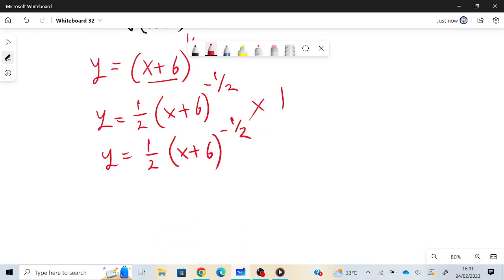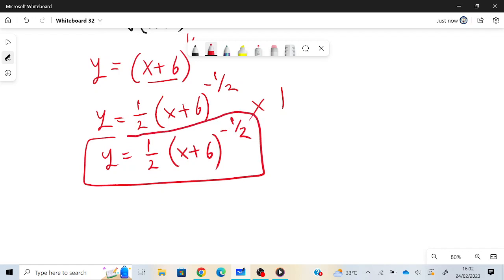If you want, you can simplify this further, but I don't think it's really necessary, because a lot of marks can be lost if you want to go ahead and simplify further, because eventually the examiners will be looking at the accuracy of your final answer.